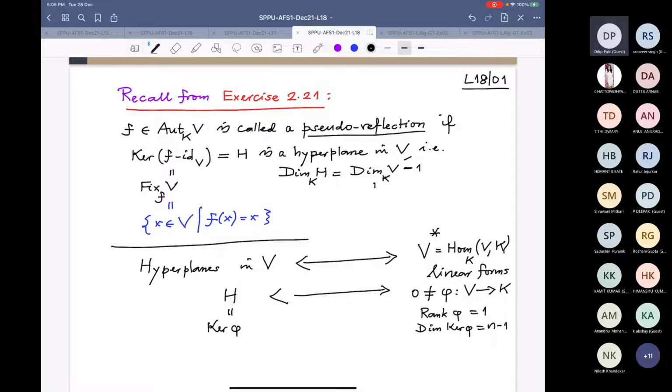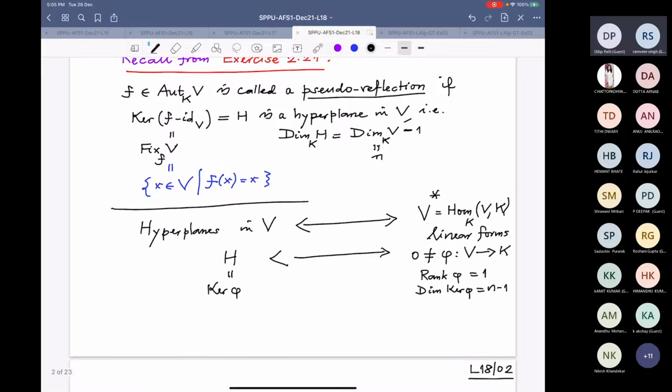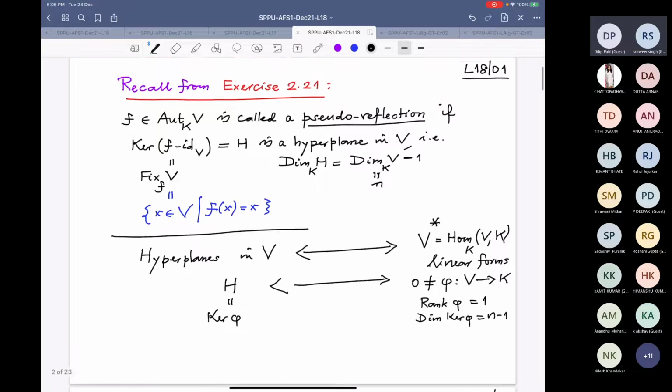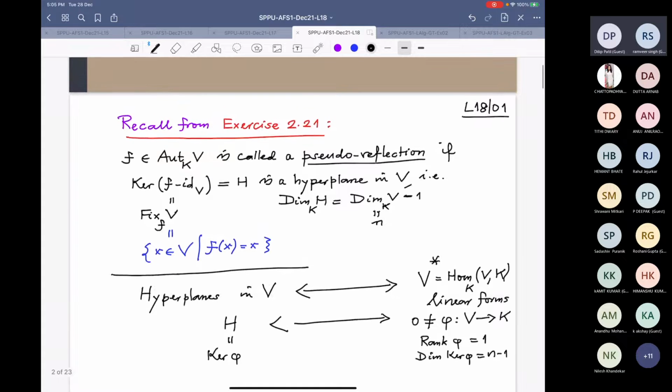N is the dimension of U. So I will think of the hyperplane as a linear form. Therefore, this is the linear form, this rank. So the kernel is here. The kernel of f minus id is, we are assuming, a hyperplane.